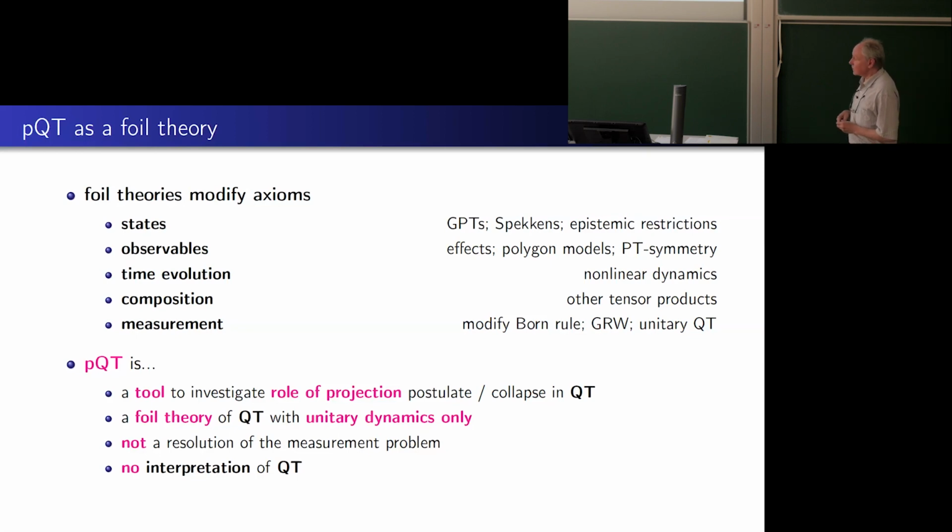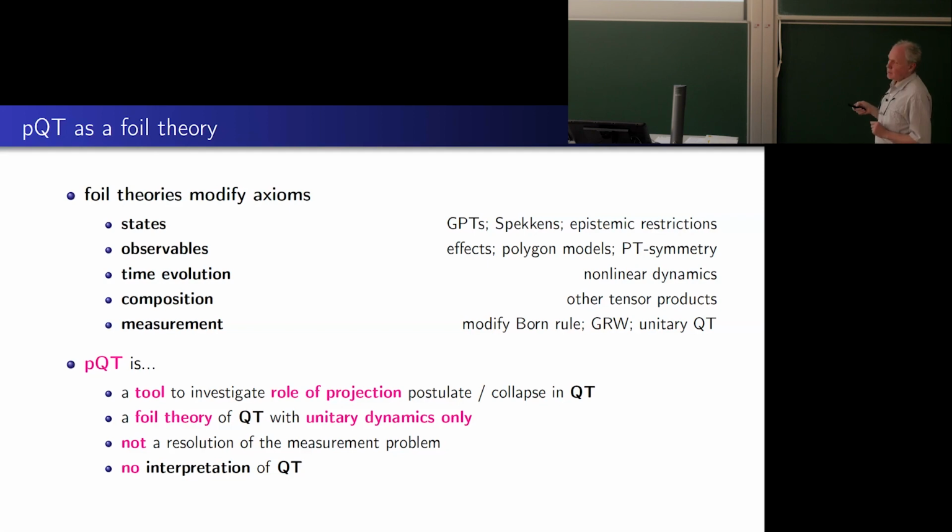Yeah, the landscape I'm in here is the landscape of foil theories of quantum theory, which you, of course, know. Foil theories have been introduced for a lot of the postulates we have. We can change the state space relative to ordinary quantum mechanics by looking at GPTs, for example. We have Spekkens' toy model. We have models where we have epistemic restrictions on certain sets of states we start out with. And all these investigations lead to some insights, typically about what quantum mechanics is about and what is characteristic for quantum mechanics, ideally. We can also change the observables.